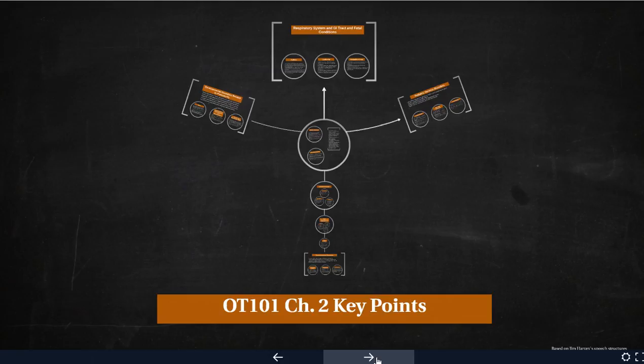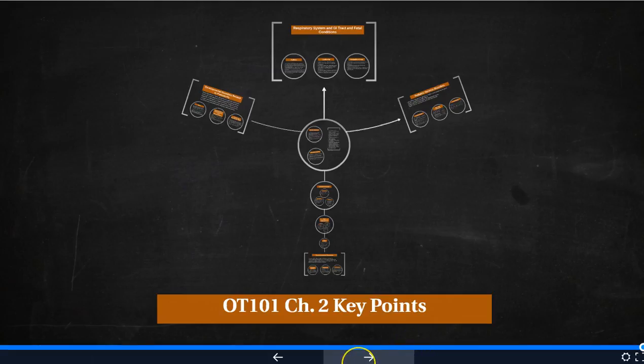But these are the things that are more commonly noted in childhood diseases, and hopefully you have a little bit better understanding now. We'll talk to you in Chapter 3.